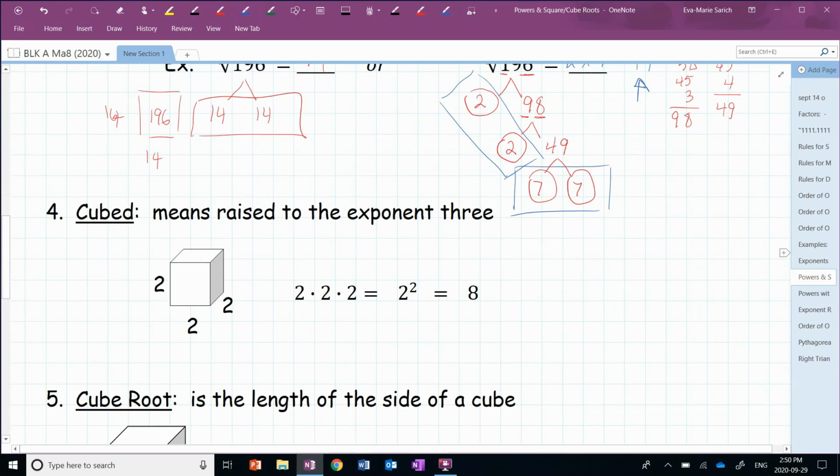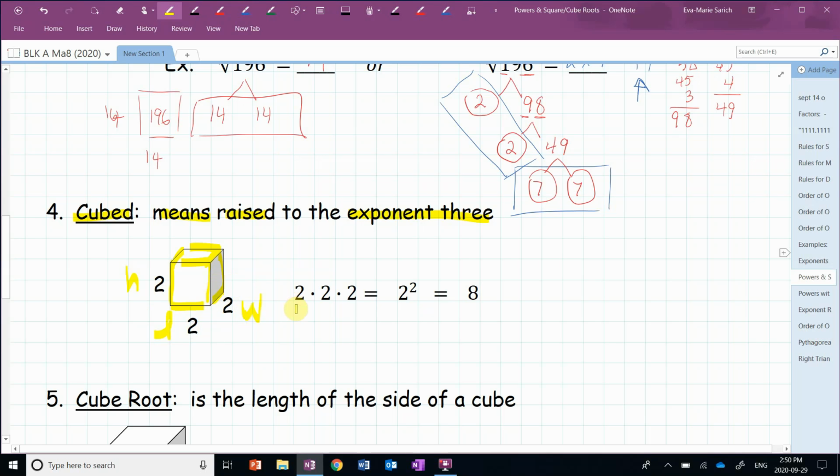Now, the next is the word cubed. So cubed means raised to an exponent 3, and that comes from the fact that a cube has 3 basic sides. All of these vertical ones we call the height, all of these horizontal ones we call the length, and these diagonal ones we call the width. So 3 different measurements, and on a cube they're all the same.